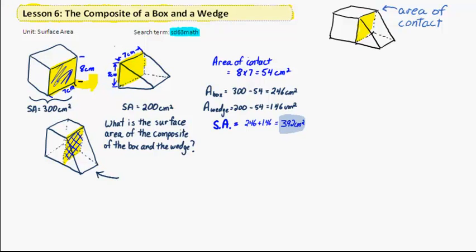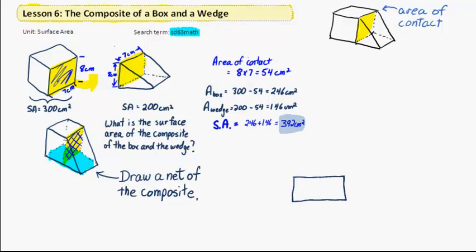Well, I'd like to make a little bit more room because I want to have one more thing to look at here. It's the net. What is the net of this composite object? Clearly, the part that is in contact when we glue them together is no longer part of the outside. So if we take the blue base there, that's a rectangle. Let's begin our net there.